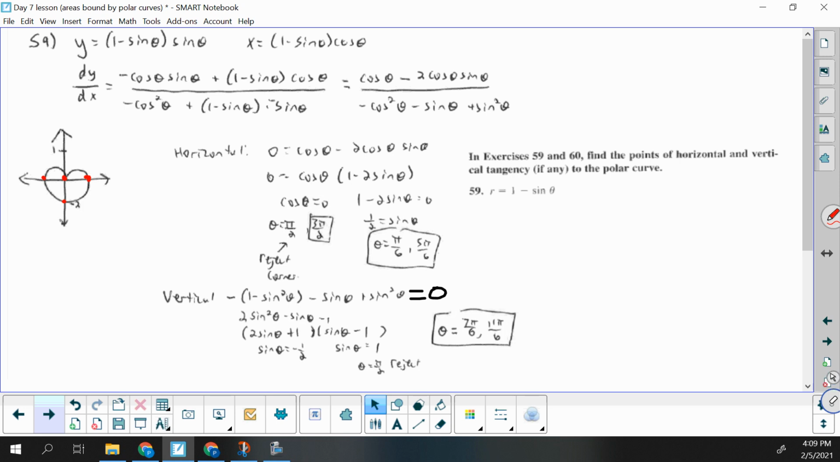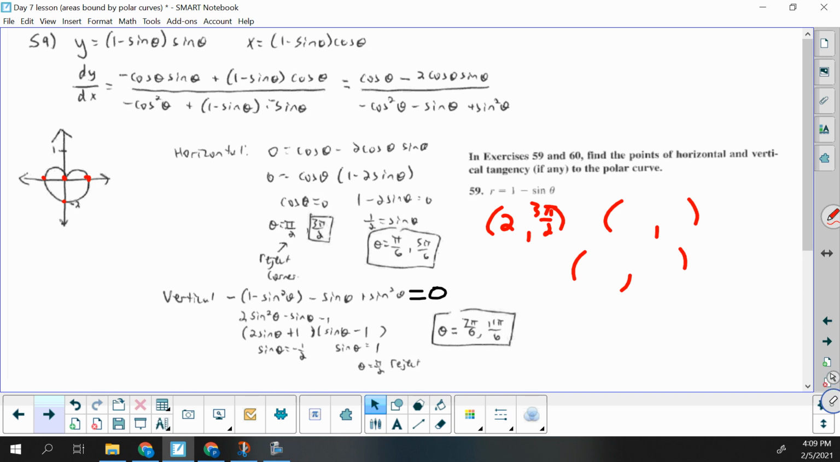Now, as I'm looking at this, it looks like it says we should have points. So I probably should have written those as points. So for the 3 pi over 2, sine of 3 pi over 2 would be -1, minus the -1 would make this be 2.